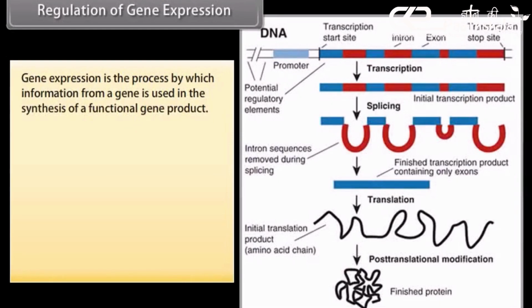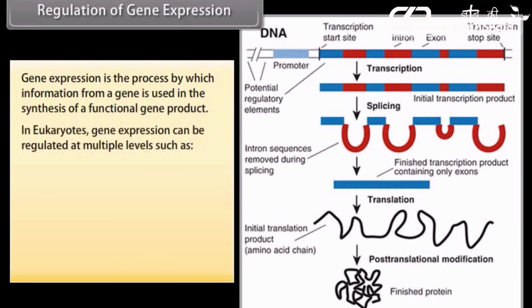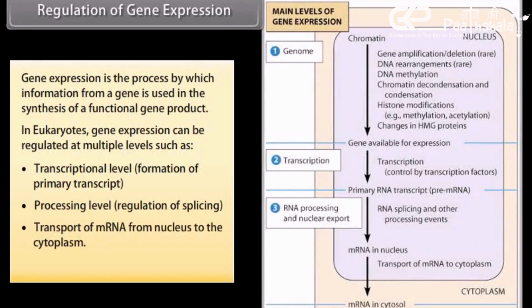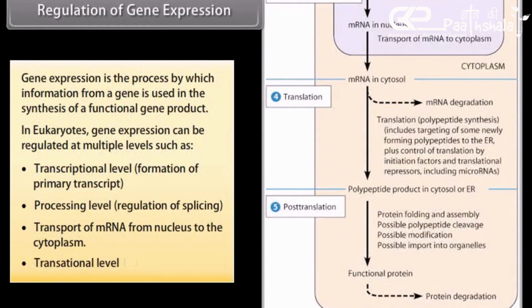Regulation of gene expression. Gene expression is the process by which information from a gene is used in the synthesis of a functional gene product. In eukaryotes, gene expression can be regulated at multiple levels such as transcriptional level, formation of primary transcript, processing level, regulating of splicing, transport of mRNA from nucleus to the cytoplasm, translational level, positive and negative regulation.